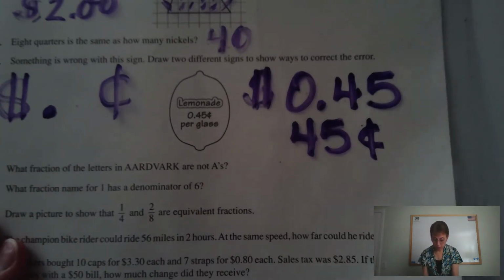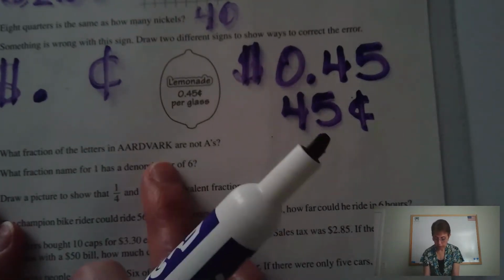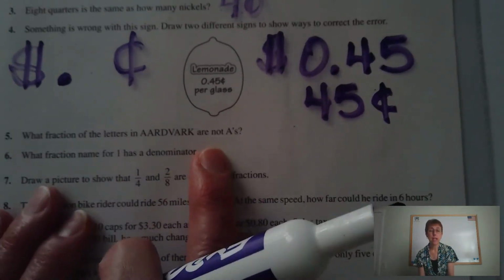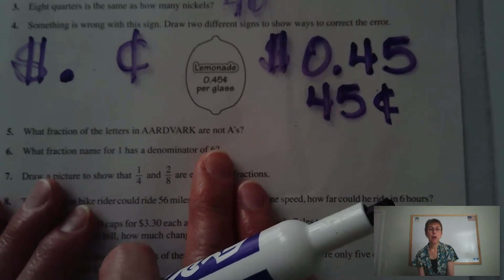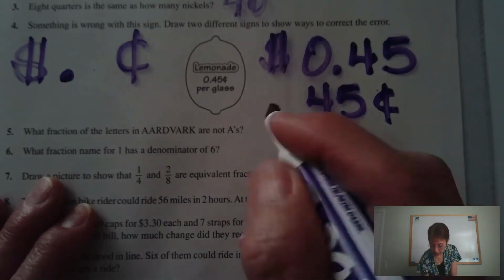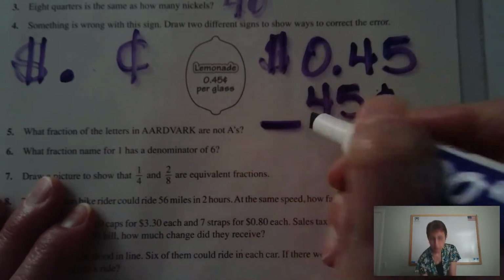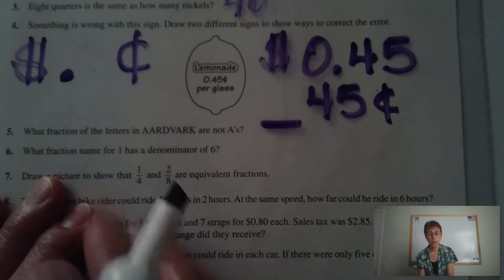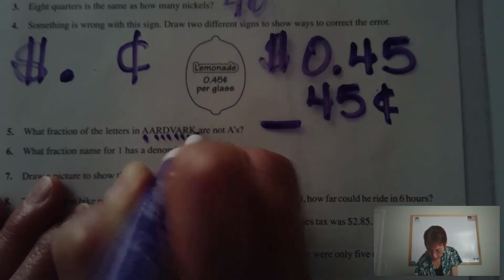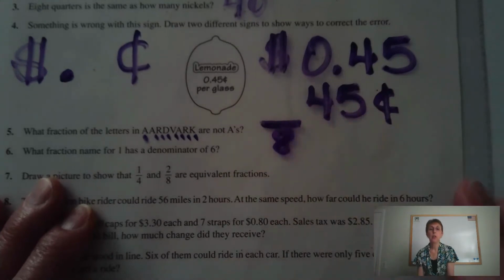Number 5. What fraction of the letters in aardvark are not A's? Well, again, when you're talking about a fraction, you know that the denominator, the bottom number in a fraction, will be the total number of parts or pieces that you have. So in this case, if we're going to be writing a fraction, then we need to look for our total number of parts. And in this case, the parts are the letters. So in aardvark, we have 1, 2, 3, 4, 5, 6, 7, 8. We have 8 letters in aardvark, so that means that our denominator would be 8.